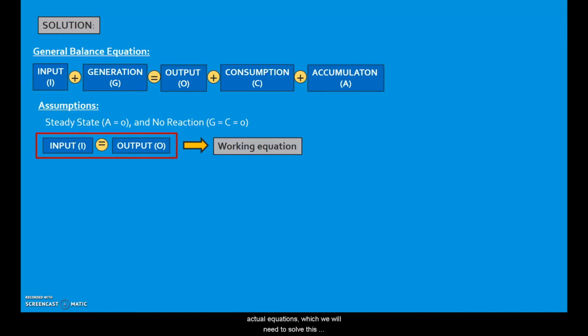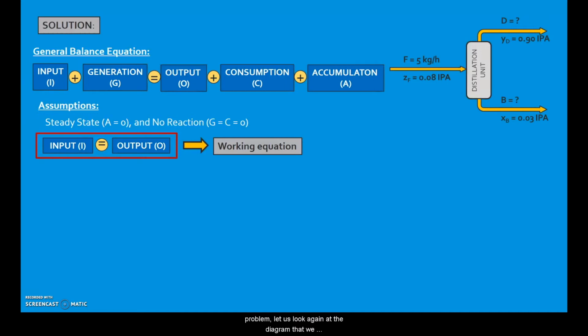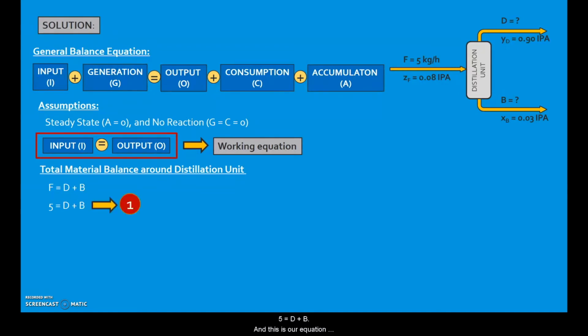To begin developing the actual equations, which we will need to solve this problem, let us look again at the diagram that we previously developed, based on the given. From this diagram, we can see that we have one input, F, and two outputs, D and B. By applying our working equation, a total material balance around the unit will yield F equals D plus B. To this equation, we can substitute the value of F, which was given to us, giving 5 equals D plus B. And this is our equation number 1.